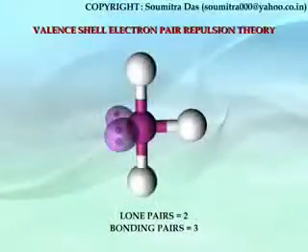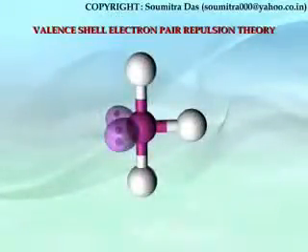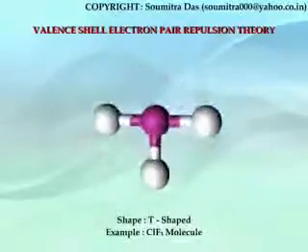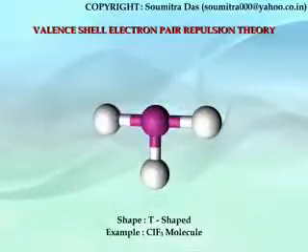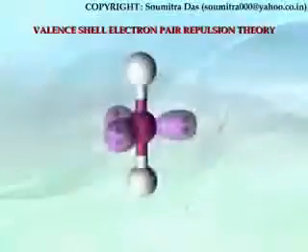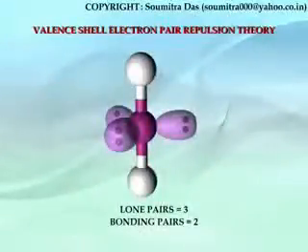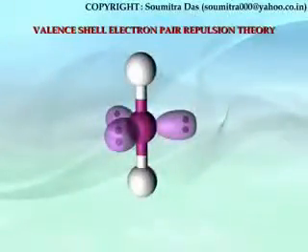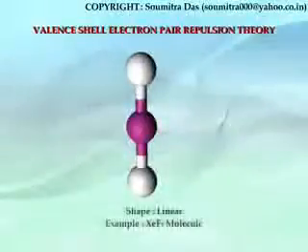If there are 2 lone pairs and 3 bonding pairs, both the lone pairs occupy the equatorial positions and the shape is T-shaped. When there are 3 lone pairs, they all occupy the equatorial positions and the shape becomes linear.